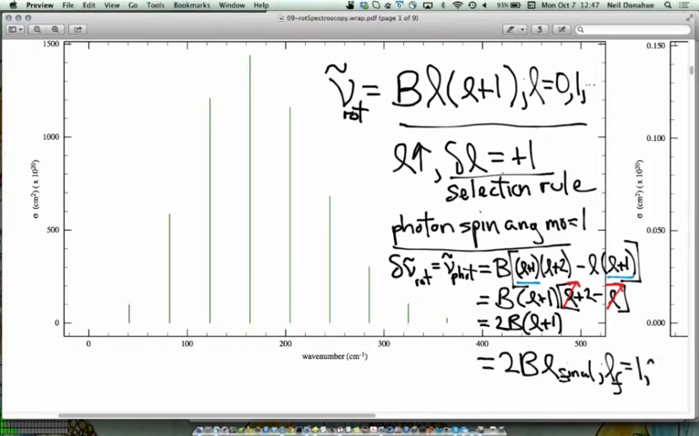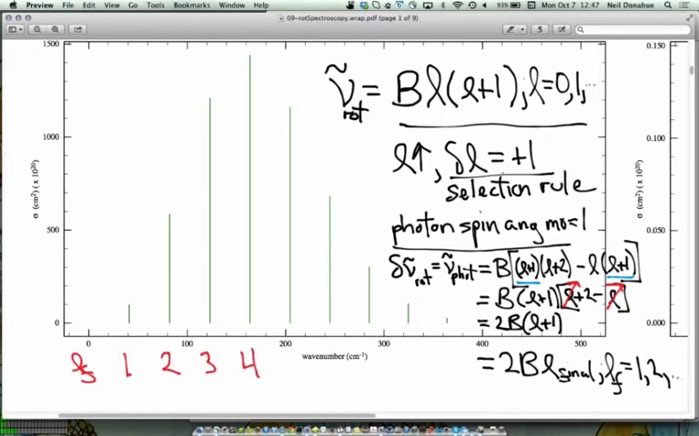And that final L can go from 1, 2, 3, 4, etc. So you can't have a final L of 0, because L has to have gone up by 1. So the very first transition that's allowed is 0 to 1. So that's where we expect to find the energies of the photons, very precisely at these values, 2B times 1, times 2, times 3, etc.